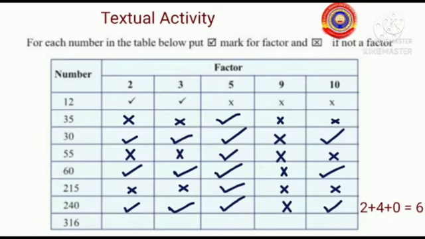Next number is 316. The digit in its ones place is 6. So, 2 is the factor of 316. 5 and 10 are not the factors of 316. Then let's find its digital root, that is 3 plus 1 plus 6, which is equal to 10. Again, find the sum of digits of 10, that is 1 plus 0, which is equal to 1. 1 is not a multiple of 3 and 9. So, 3 and 9 are not the factors of 316.